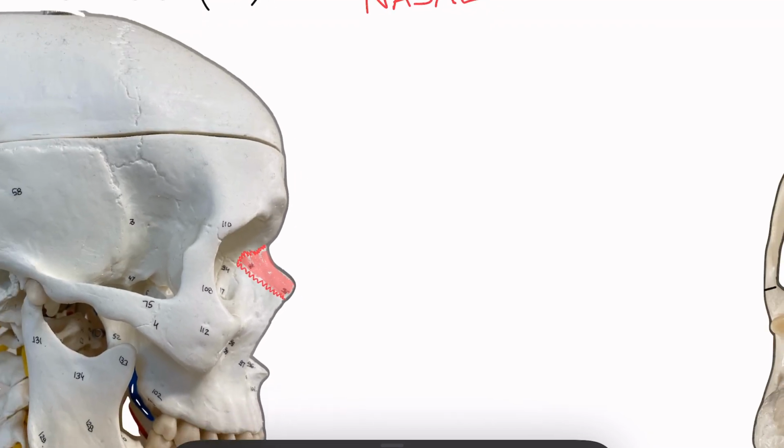And draw an arrow that this is the nasal bone. And there are two of these, one on each side.